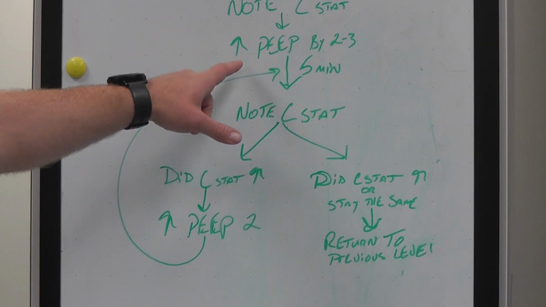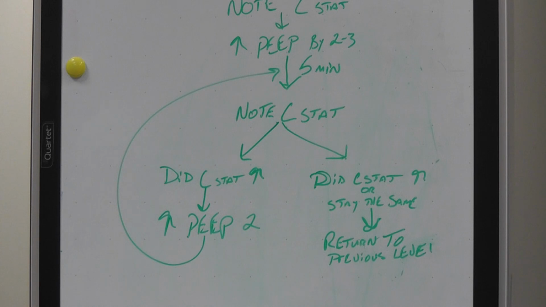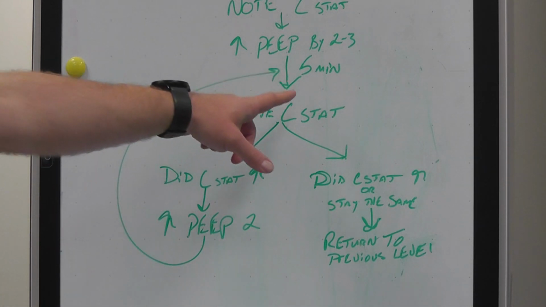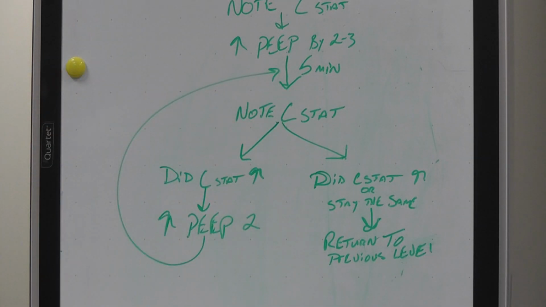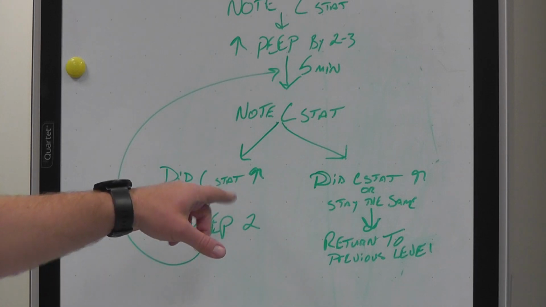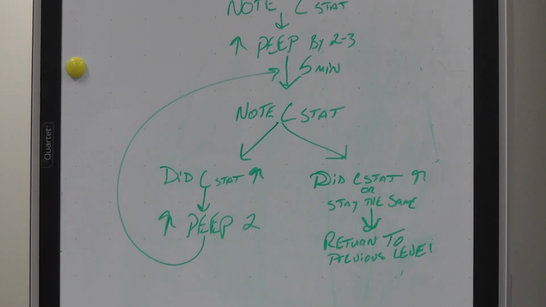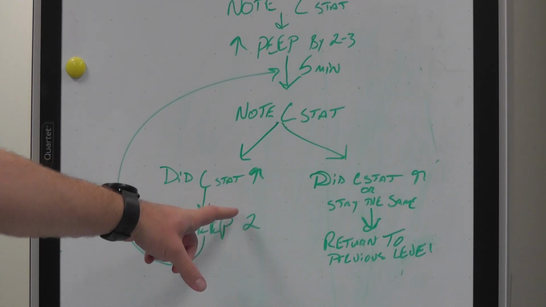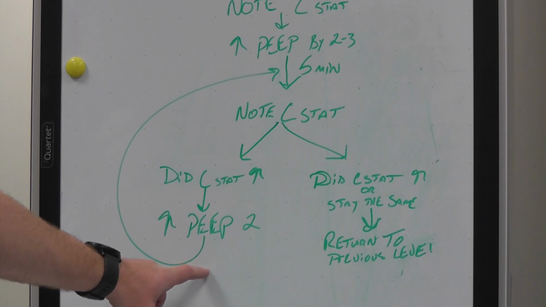Essentially, you're going to note the static compliance at whatever level of PEEP you're at currently, and then take their PEEP up by 2 or 3. Wait 5 minutes. After 5 minutes, go back and note the static compliance again. If the static compliance went up, don't get focused on the actual number, just did the number get bigger? If it gets bigger, you're going to go up on the PEEP by another 2.